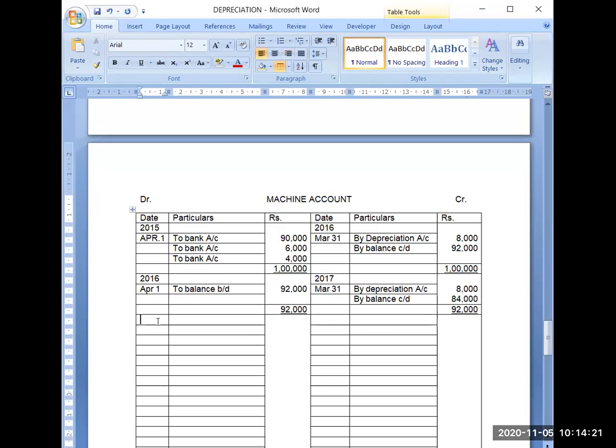Now I will come to the next financial year, that is 2017-18. Again, the opening date will be there. I will write the opening balance to balance brought down.